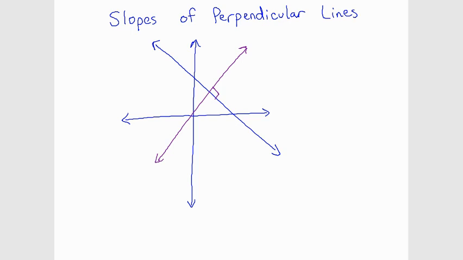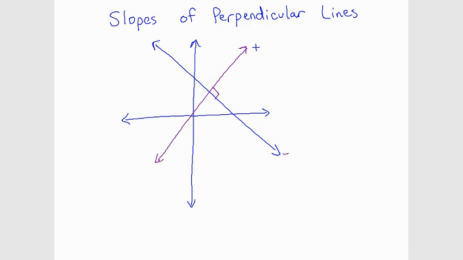Now, what would the relationship of their slopes be? Well, it's not hard to tell from this diagram that if we're not talking about horizontal or vertical, those are kind of trivial examples. We're going to set those aside. A horizontal line and a vertical line would absolutely intersect at a right angle. We're not going to talk about those. We're going to talk about non-horizontal and non-vertical lines. It's not hard to see this has a positive slope and this has a negative slope.